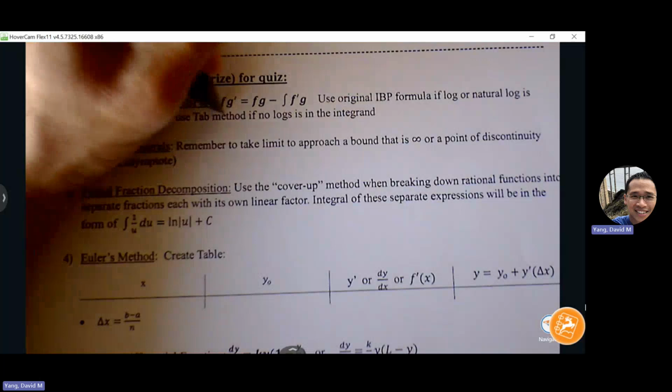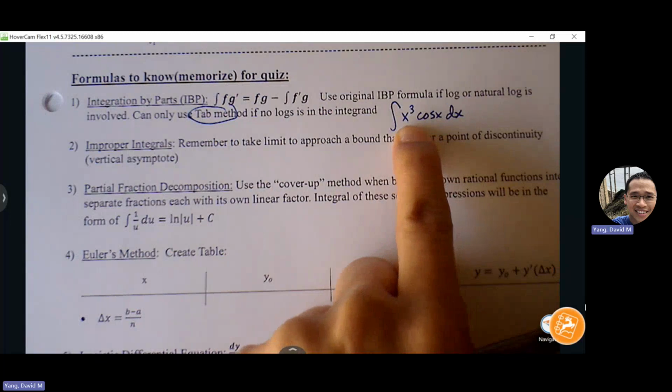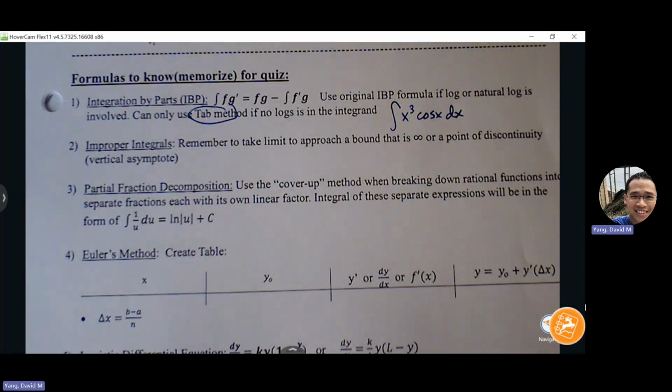Like for instance, tab method will be good if it was the integral of x cubed cosine of x dx. Right now we can assign f to be x cubed and cosine x to be g prime, and go down our column and multiply diagonals.